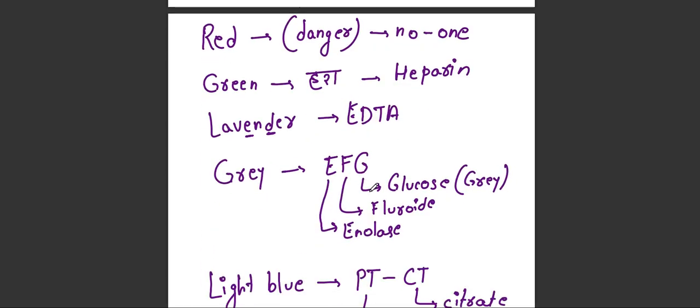Then my mnemonics are red. Red is like a dangerous color. Dangerous means no one can enter it, therefore there is no additive. You can represent that red is for the danger color and there is no additive.